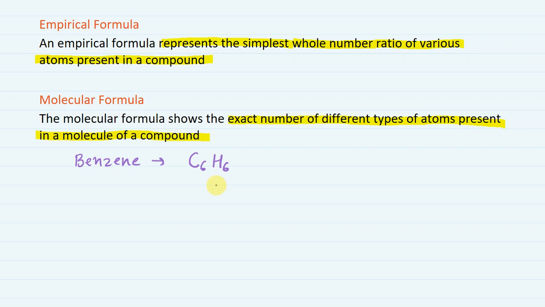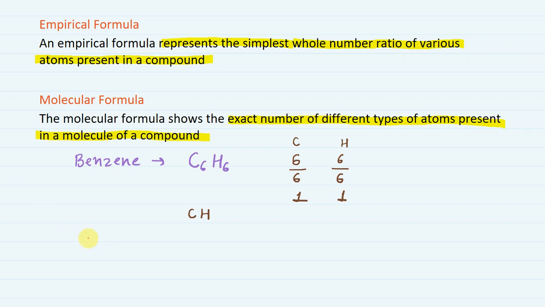Since we need to find out the simplest whole number ratio of atoms present in a compound, you can see we have 6 carbon atoms and 6 hydrogen atoms. So, what will be the number that we can use to divide here so that we can get the simplest number ratio? Let us take 6. If I divide 6 by 6, I am going to get 1. So, I will be having one carbon atom and one hydrogen atom in the empirical formula. So I can say the empirical formula of benzene will be CH. I think you must have got some idea from this example.